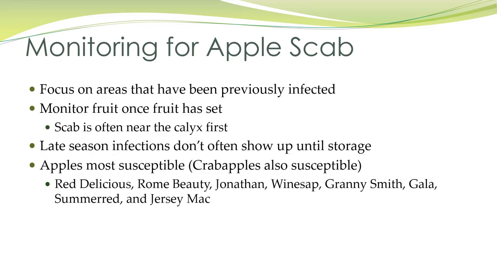So you want to look at areas that have been previously infected. Once the fruit is set, you want to keep an eye on it, and scab is most likely to occur near the calyx first. Sometimes you won't see the late season infections until you start to store these things. Apples most susceptible include Red Delicious, Rome Beauty, Jonathan, Winesap, Granny Smith, Gala, Summerred, and Jonamac. Crab apples are also susceptible.